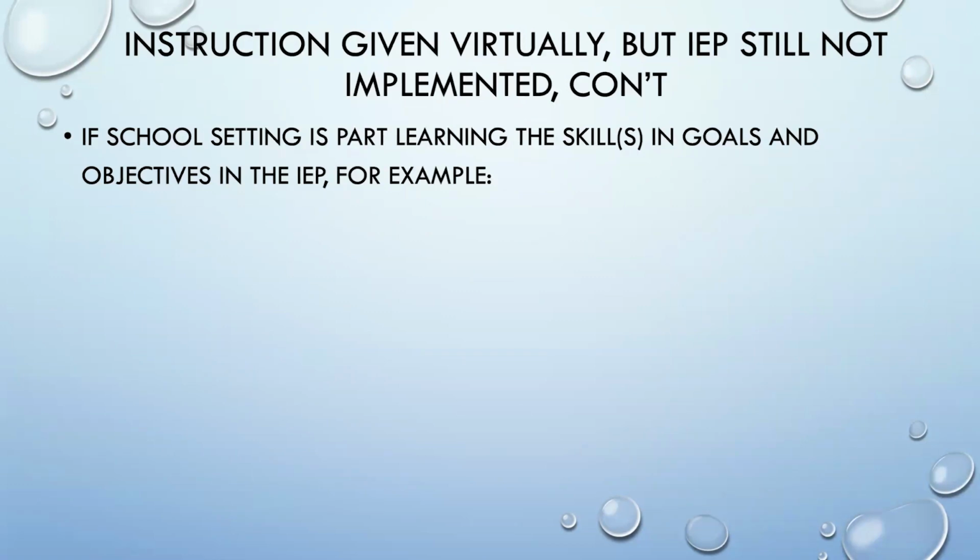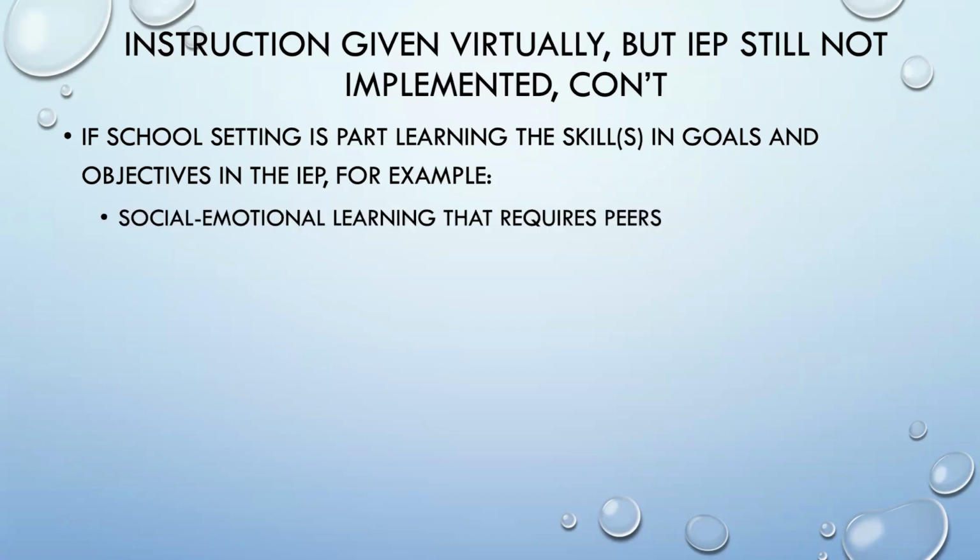examples. One is if the school setting is part of learning the skill. If it's in the goals and objectives in the IEP, specifically that the school setting is going to be where the skill gets acquired, where it's going to be measured, then it doesn't matter if they've tried to give instruction virtually on it. It's likely that it's not going to be considered an implementation of the IEP.